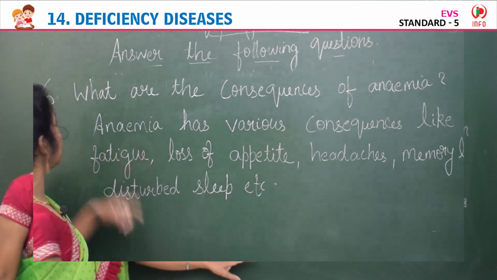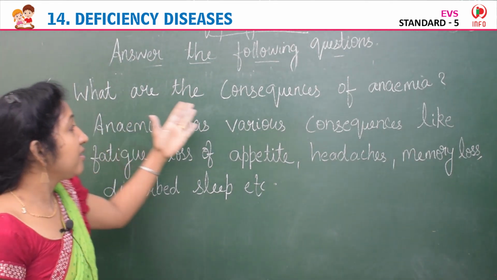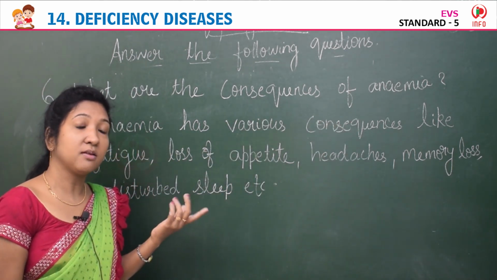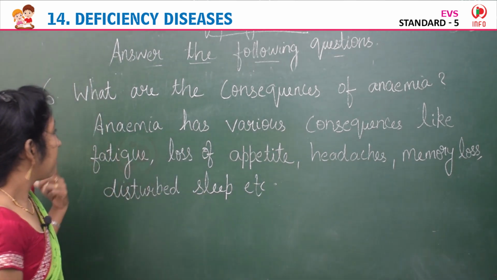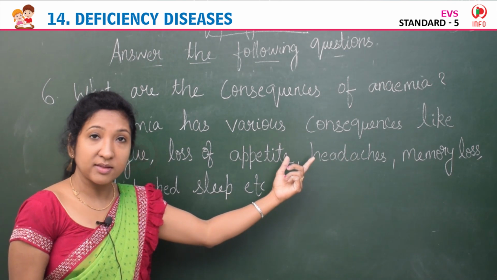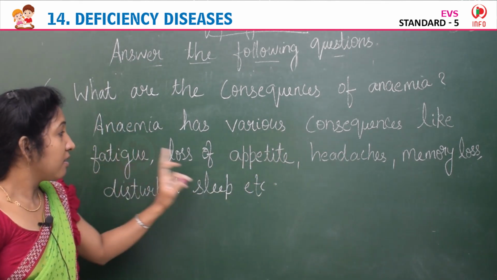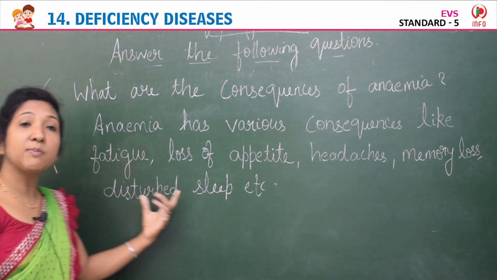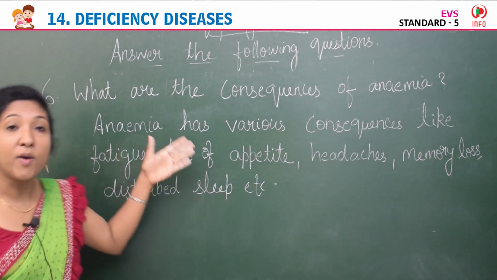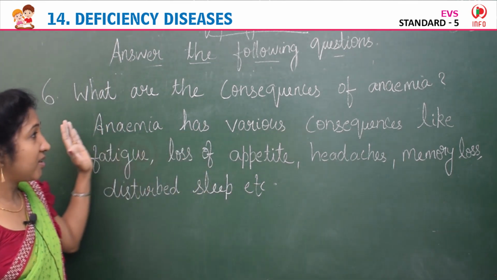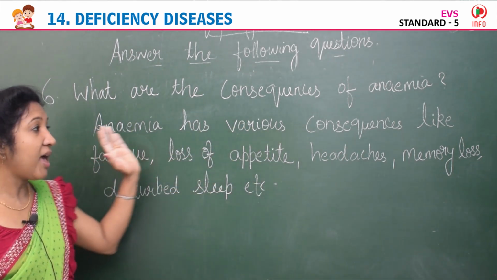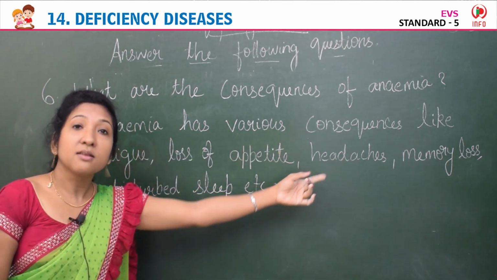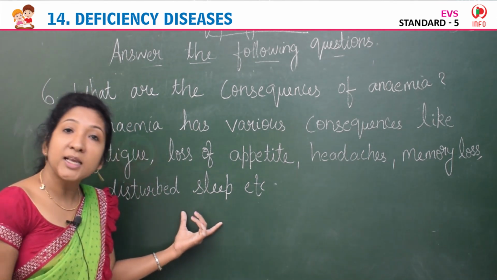Okay. Next question, sixth question. What are the consequences of anemia? What will happen to a person who gets this disease? Anemia has various consequences like fatigue, loss of appetite, headaches, memory loss, disturbed sleep, etc. These are the consequences of anemia.